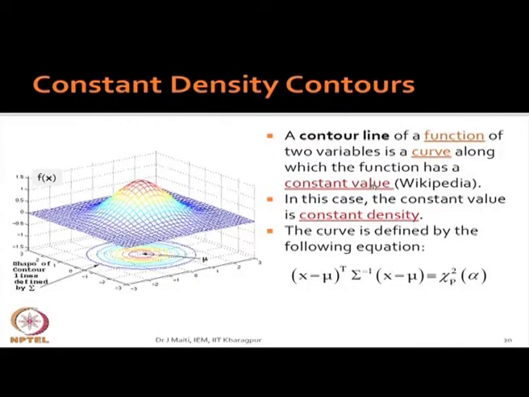One minute, sir, in the definition, when you showed the Wikipedia definition, there is a contour line of a function of two variables. But sir, contour should be generally for n number of variables. Yes, yes, it can be. It is not that it is only the two variable case.